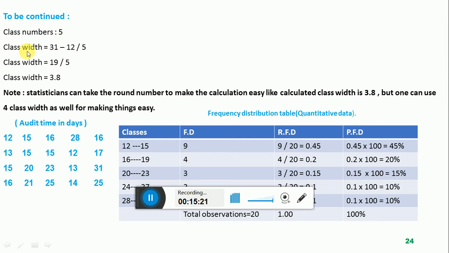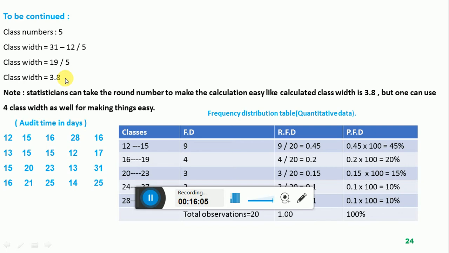How can the statistician develop the class width, which specifies the range of data items in a particular class? The formula, as we studied in the previous slide, is the largest value of the data set minus the smallest value of the data set, divided by the number of classes. So 31 is the largest value and 12 is the smallest value. 31 minus 12, divided by the number of classes, which is 5. 31 minus 12 is equal to 19. 19 divided by 5, we compute the class width 3.8.